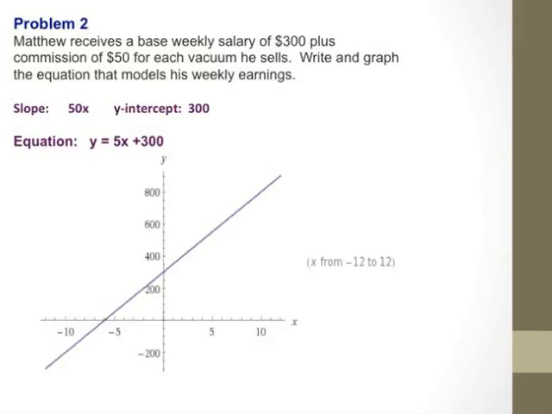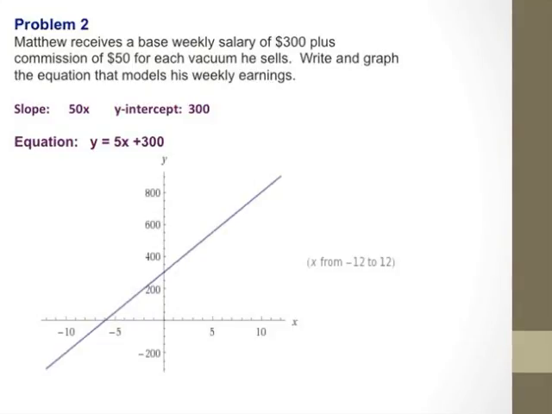So, identify the slope. The slope is 50 and the y-intercept is 300. Our equation is y equals 50x plus 300.